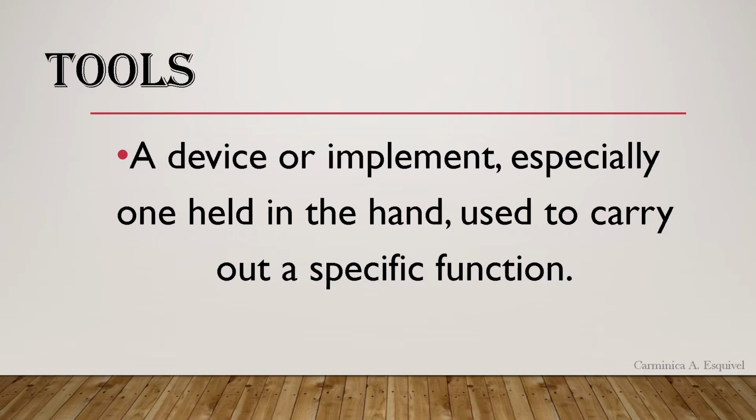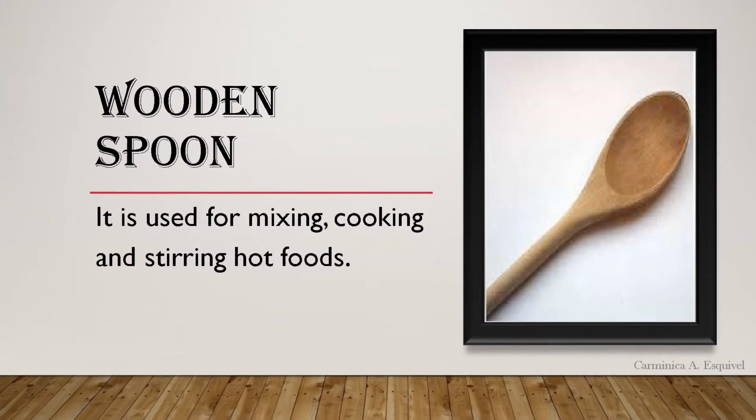Let's start with the kitchen tools. So the tools, equipment, and paraphernalia are made of different materials with a specific job for proper and efficient food preparation. So the following list are the kitchen tools, equipment, and paraphernalia commonly found in the kitchen. First is the wooden spoon. It is used for mixing, cooking, and stirring hot foods.